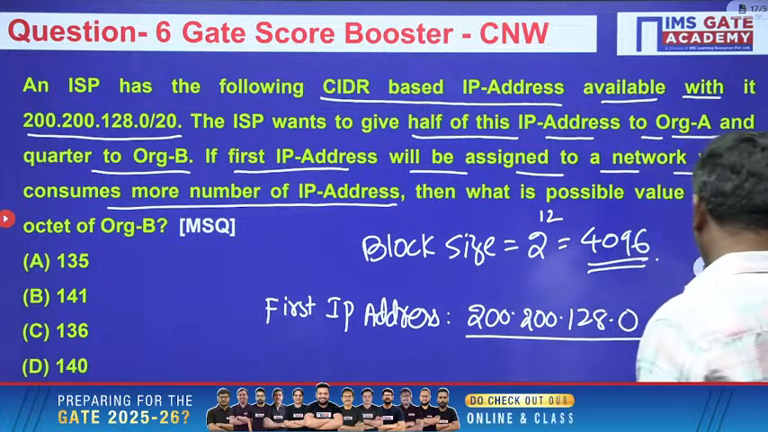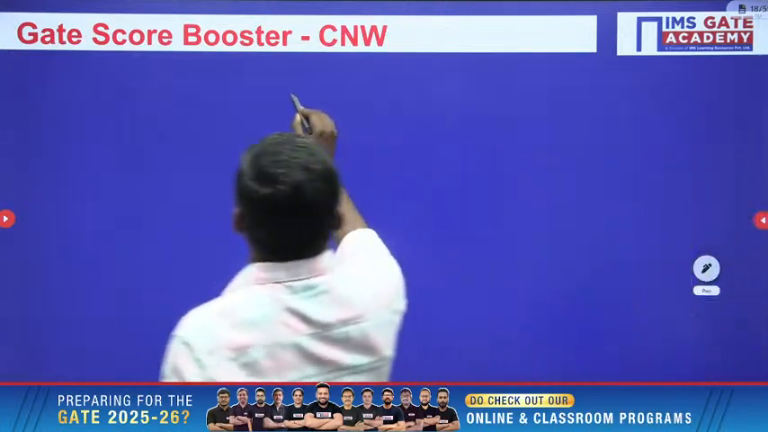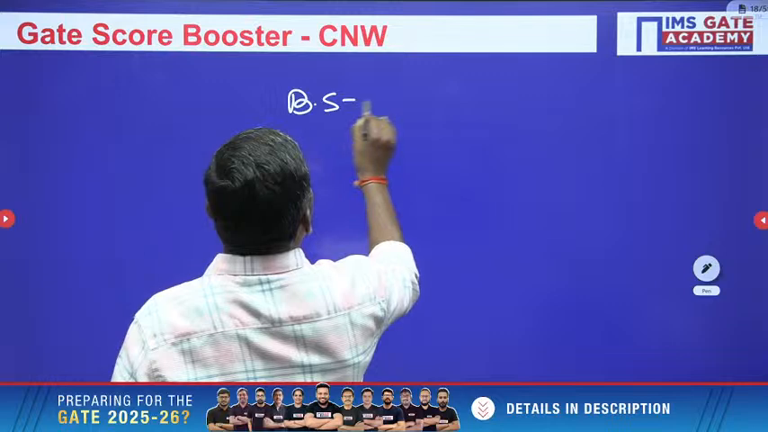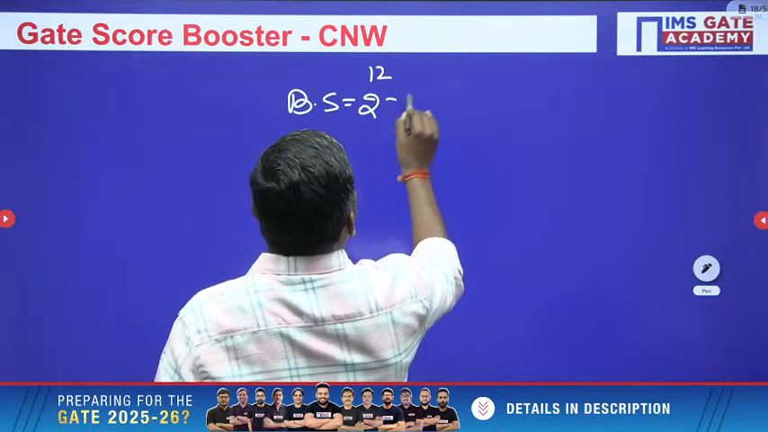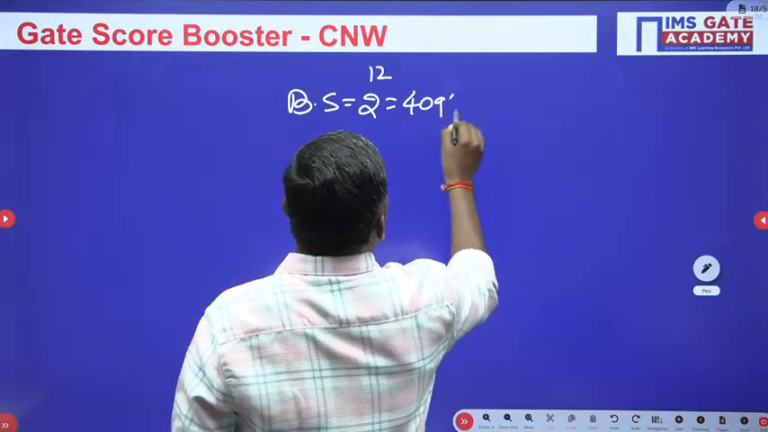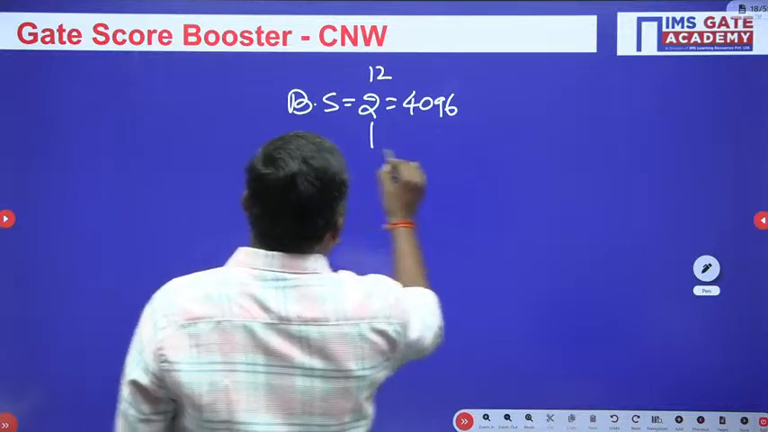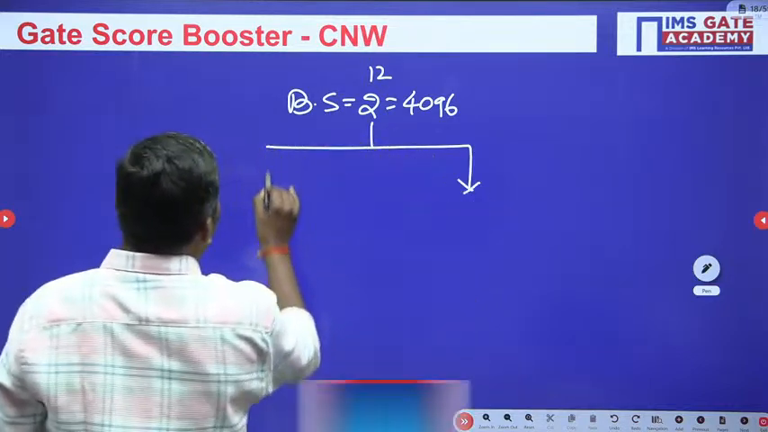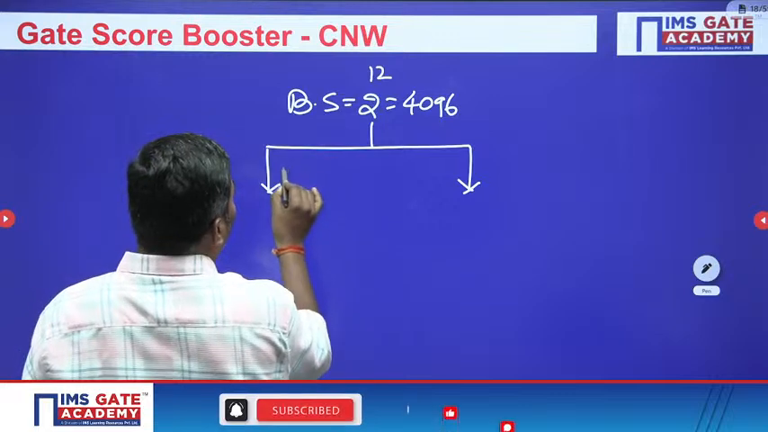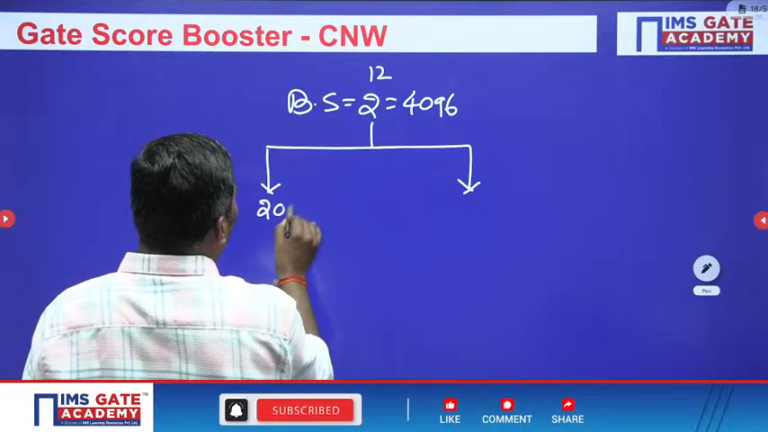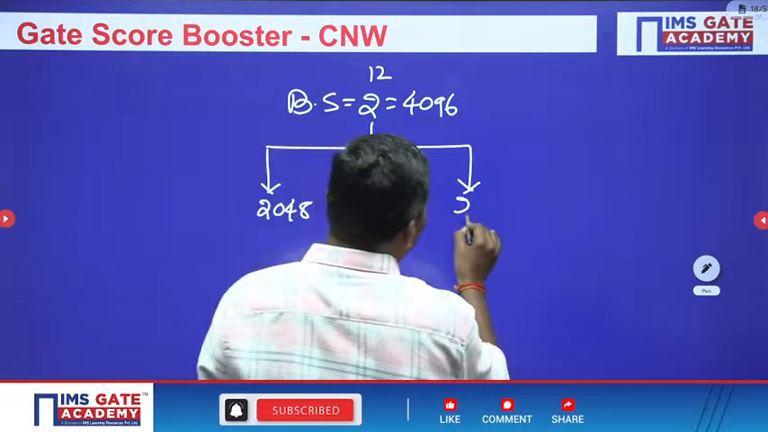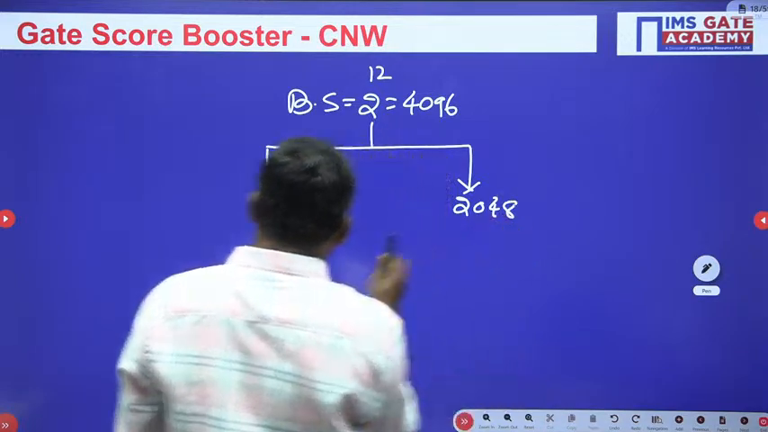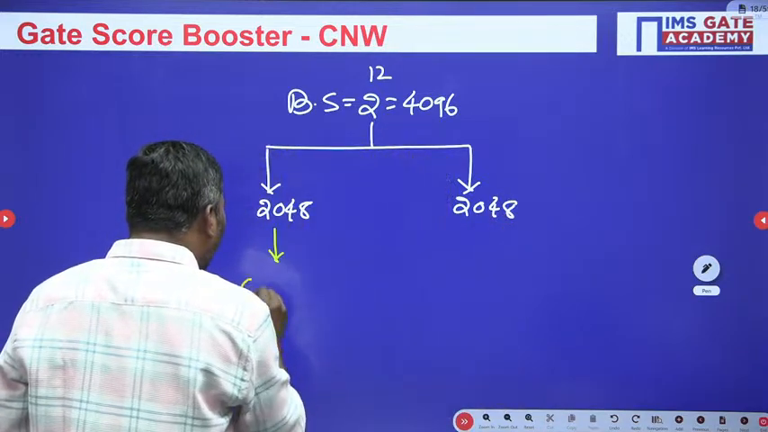So let me do the division. Total block size is 2 power of 12, nothing but 4096 IP addresses. So I divide it like this in half. What is the half value? This half is 2048. So this half is given to what? Organization A.